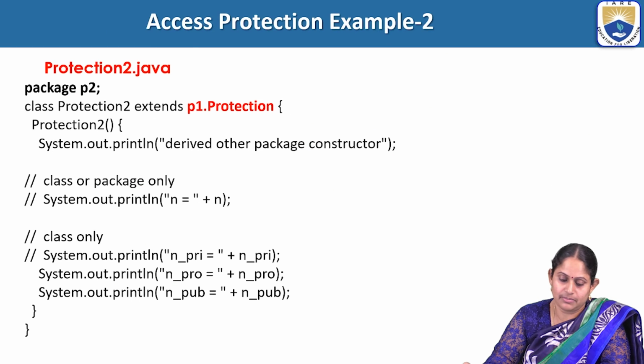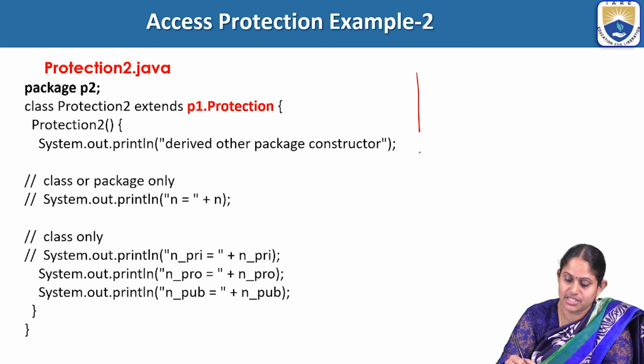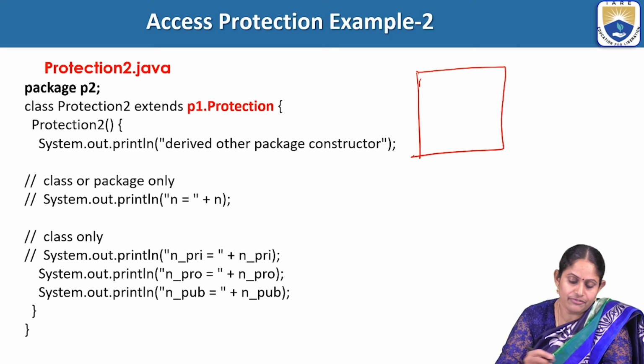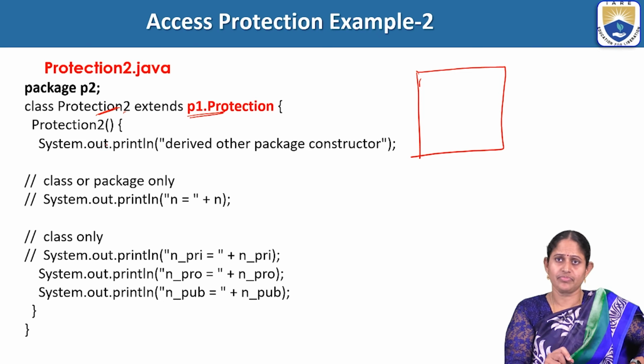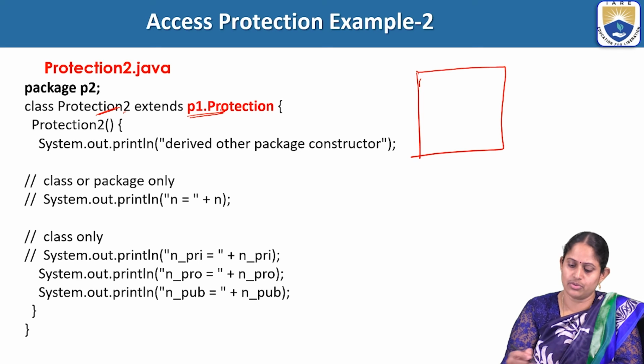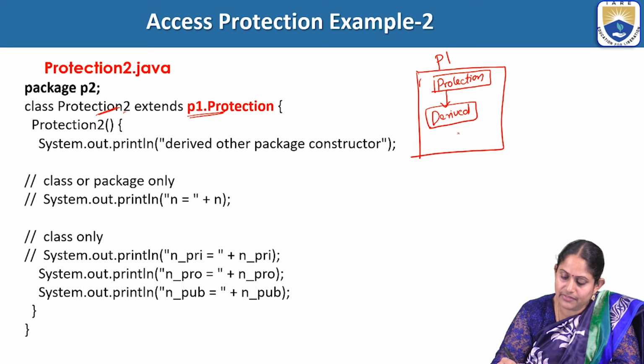Okay. Now here we are creating another package, P2. Inside P2 we have two classes, protection 2 and other package. Inside protection 2 we are making use of the P1 package, making use of the protection class also. So we have P1. In that we have the protection. From the protection, the derived class came, and we have same package inside P1.